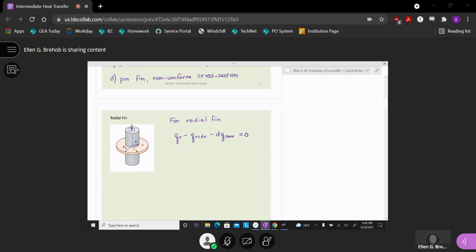So if I took a little slice out of this, you think of QR, I'm conducting heat through the fin, through this little VR element. And then over that surface area, I also have convection going on. So I have heat being conducted into that little element, but then I have two paths. It can be conducted out or it can be convected away from the surface.